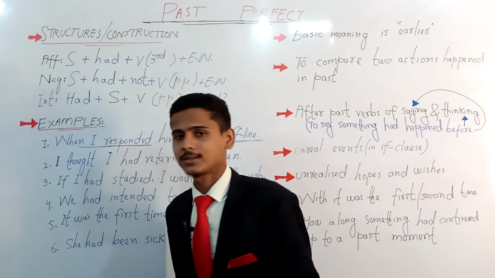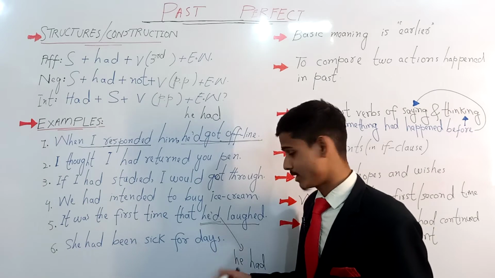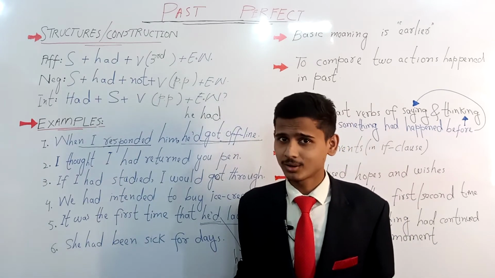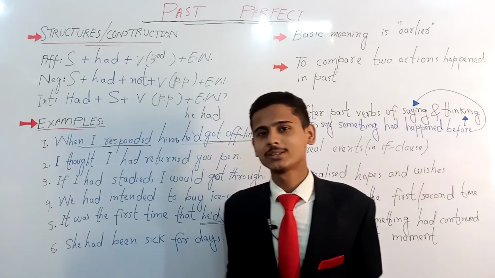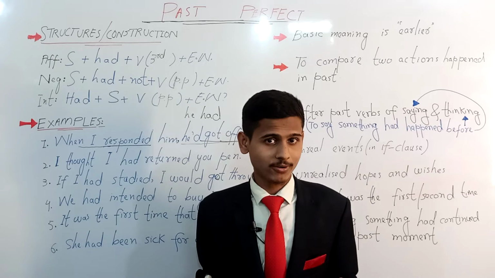Moving towards the last example of today: She had been sick for days, for many days, I can say. She had been sick, right? So these were the examples of past perfect tense.